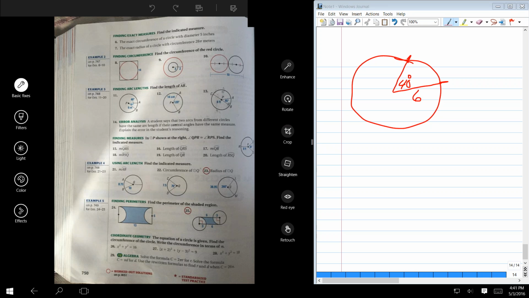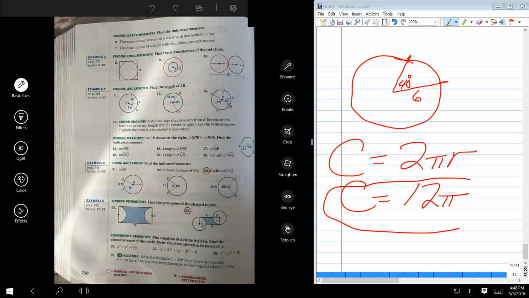What's the distance of the entire circumference? That would be... What's the general formula for circumference? Pi r squared. That's area. 2 pi r. So in this case, the full circumference is 12 pi.